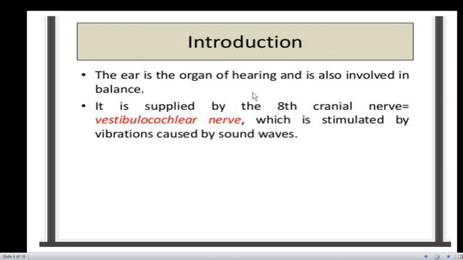So, the ear is an organ of hearing and is also involved in balance. The cranial nerve, which is called the vestibulocochlear nerve, is stimulated by vibrations caused by sound waves. So, this nerve plays a very important role because the sound waves from outside should be transmitted as nerve impulses, and then it reaches the brain.